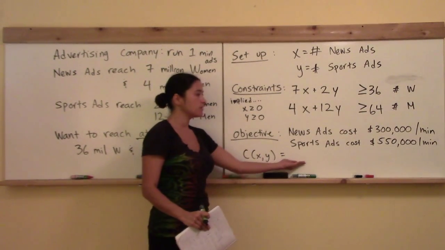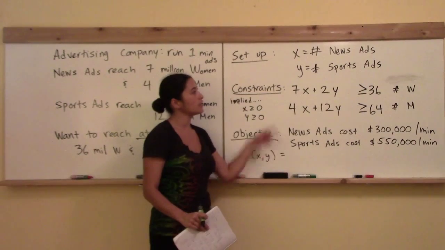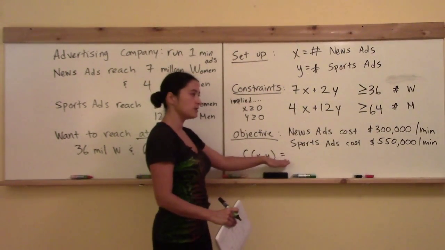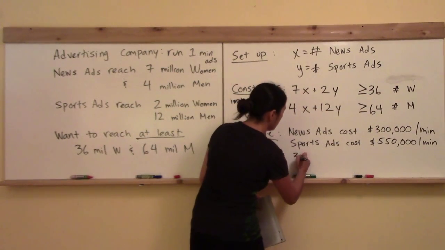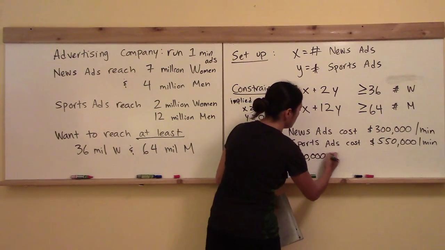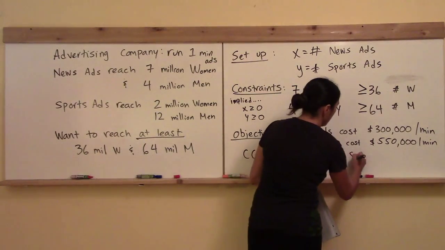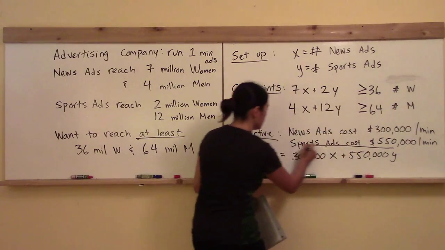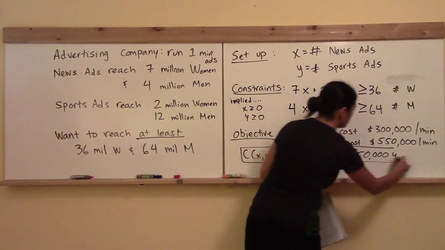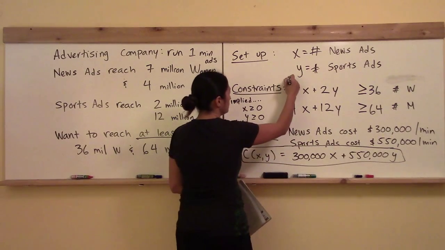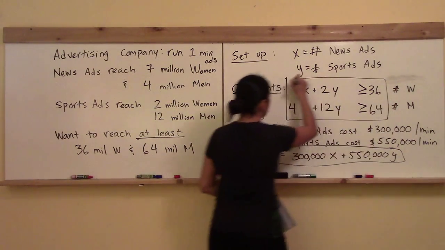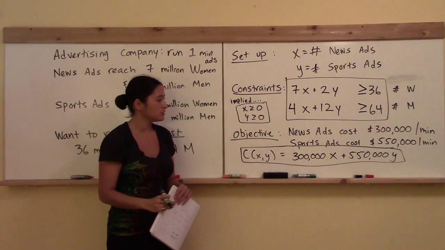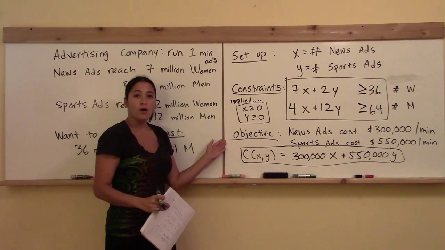What is my cost function as an expression of x and y? And you can see the variable definitions right there. Okay, so the function I'm going to be looking for here is that there's $300,000 cost times x news ads, and there's $550,000 of cost times each y sports ad. So here's my objective function right here, and here's my constraints right here. These are my main constraints, and then of course I've got these two implied constraints, which are very common inside word problems. Whoa, there you have it.